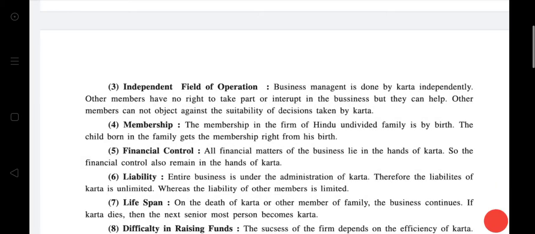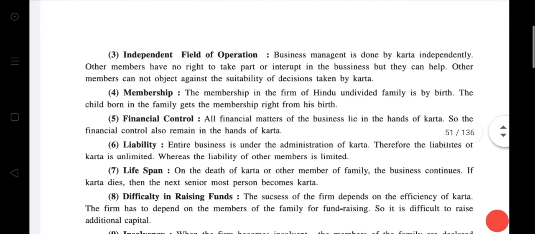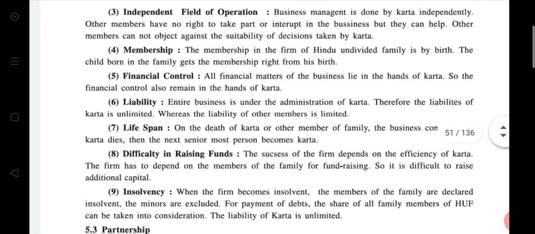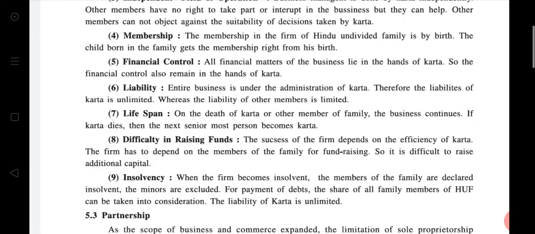Then independent field of operation. Mostly the business is managed by Karta independently, and the other members of the family have no right to take part in or interrupt the business. So the field of operation is independent. Then the membership. Membership in a HUF is by birth, so for membership there are no other formalities.